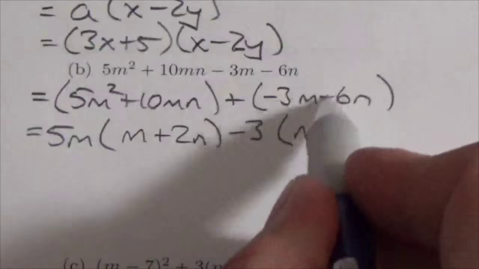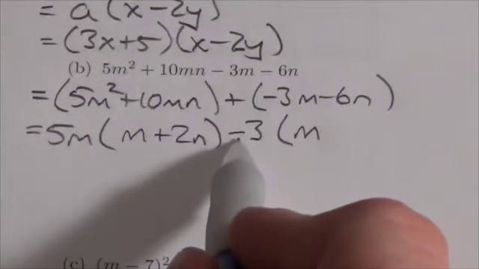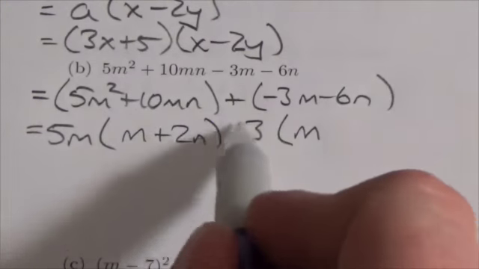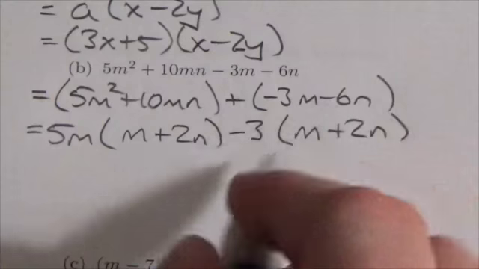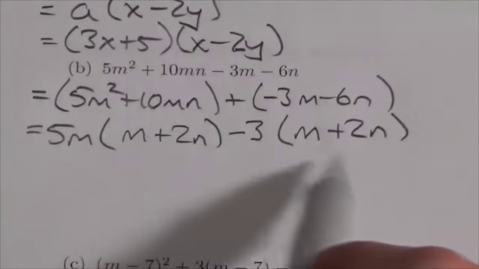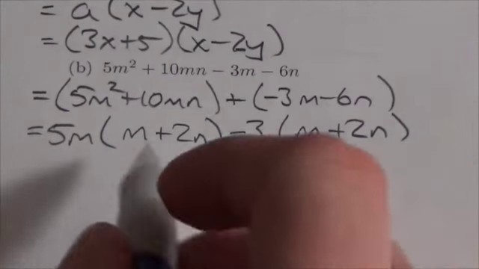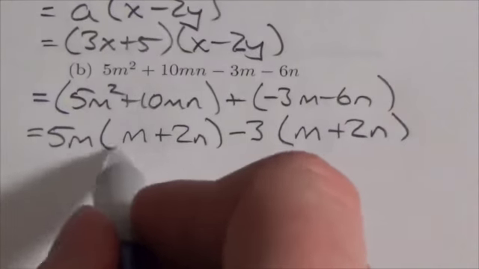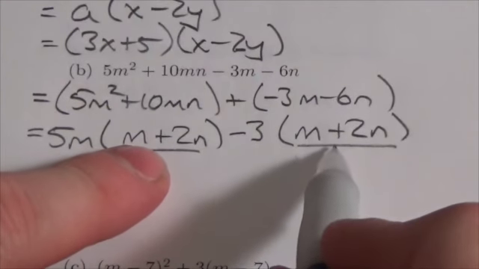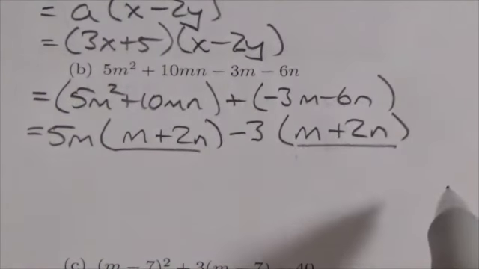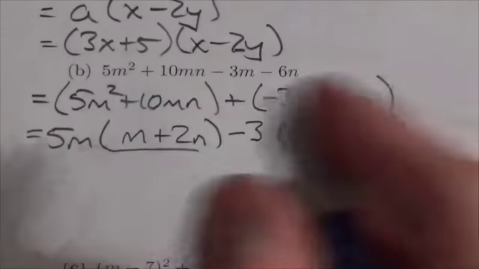But if I take a look at what that leaves me with over here, negative 6, if I'm pulling out a negative 3 out of that, negative 3 times positive 2n gets me negative 6n. And that's exactly what I wanted to see. I wanted to see that m plus 2n there. Because now I can see that m plus 2n and m plus 2n, that right there, that factor is common to both.